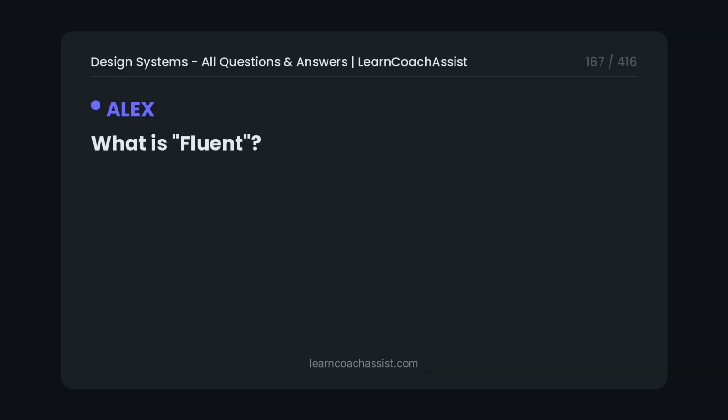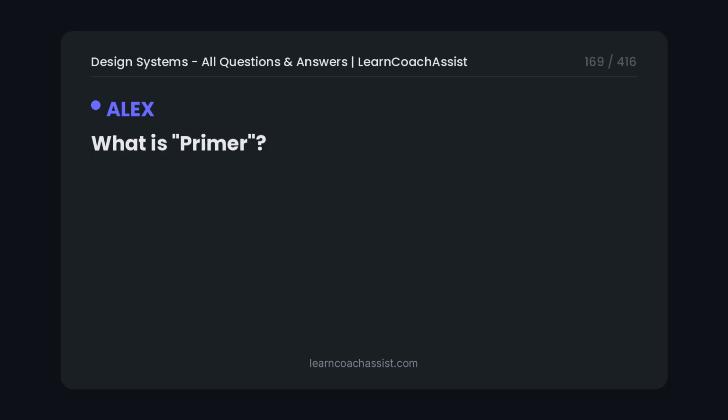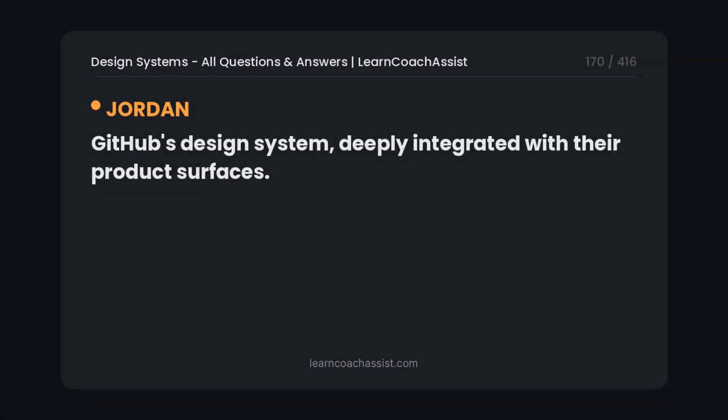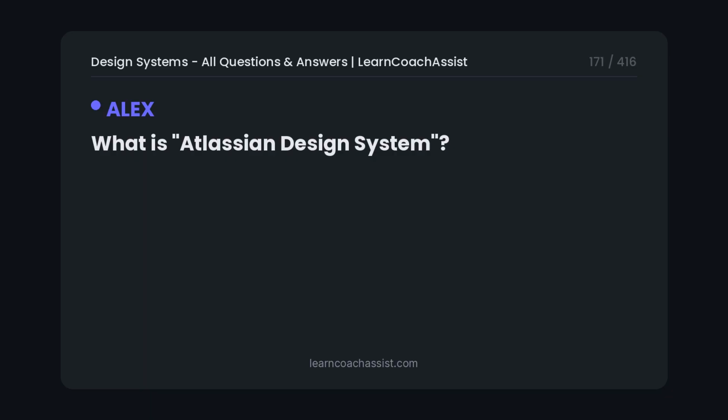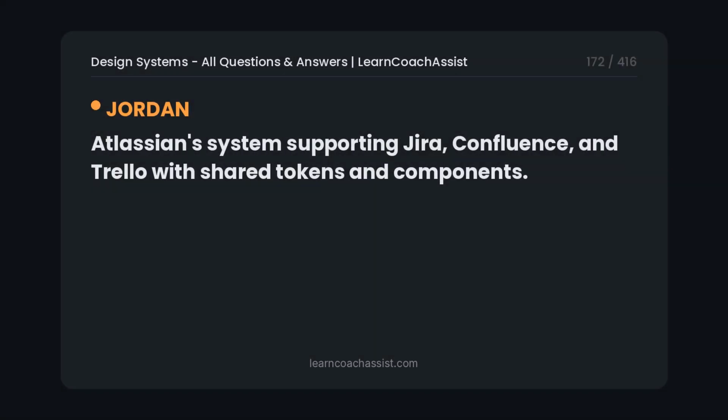What is Fluent? Microsoft's design system, used across Office, Windows, and web products. What is Primer? GitHub's design system, deeply integrated with their product surfaces. What is Atlassian design system? Atlassian's system supporting Jira, Confluence, and Trello with shared tokens and components.